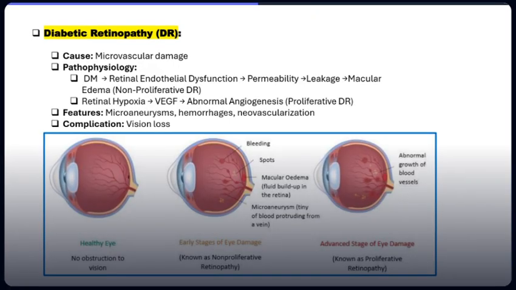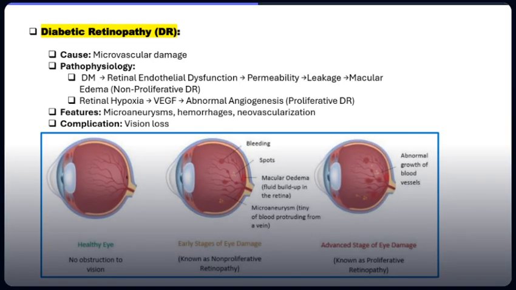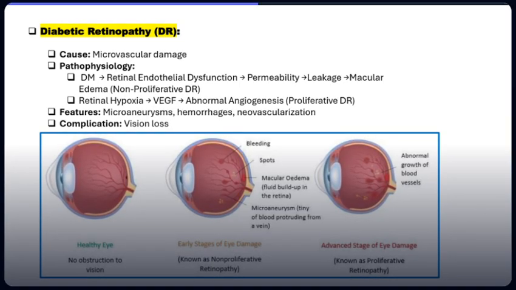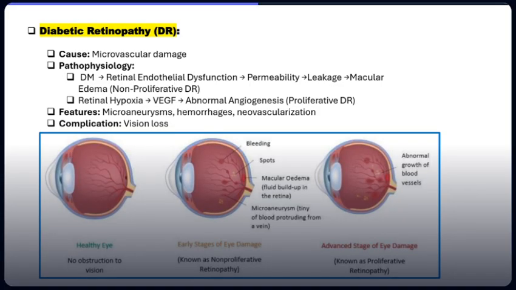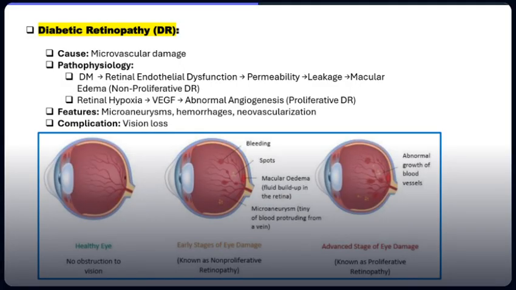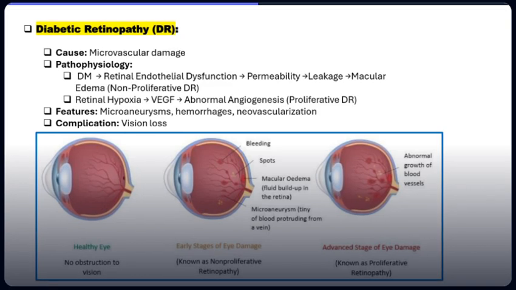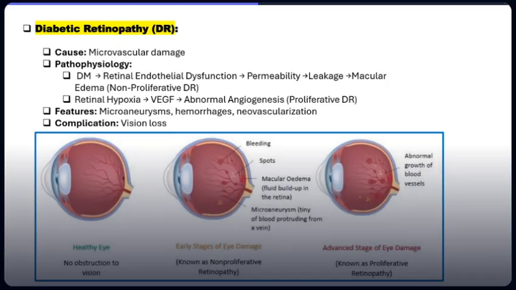We are dissecting the microvascular destruction that characterizes diabetic retinopathy, beginning with the transition from systemic hyperglycemia to localized endothelial dysfunction. In the non-proliferative phase, follow this biochemical sequence. Chronic diabetes triggers endothelial damage, which increases vascular permeability and leads to fluid leakage, culminating in the macular edema and microaneurysms seen in our middle diagram.